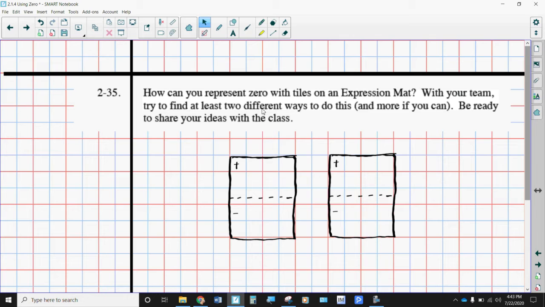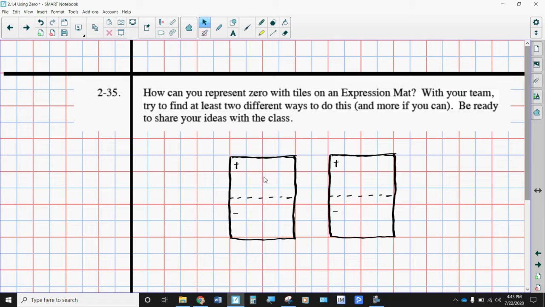Try to find at least 2 different ways to do this, or more if you can. There are a lot of different ways, but let's just stick to 2 to keep this as simple and as quick as possible. Go ahead and draw a couple of representations of expression maps. And what you want to do, as you kind of saw on the very first page at the beginning of the video, is think about how x and negative x, when added together, made 0.